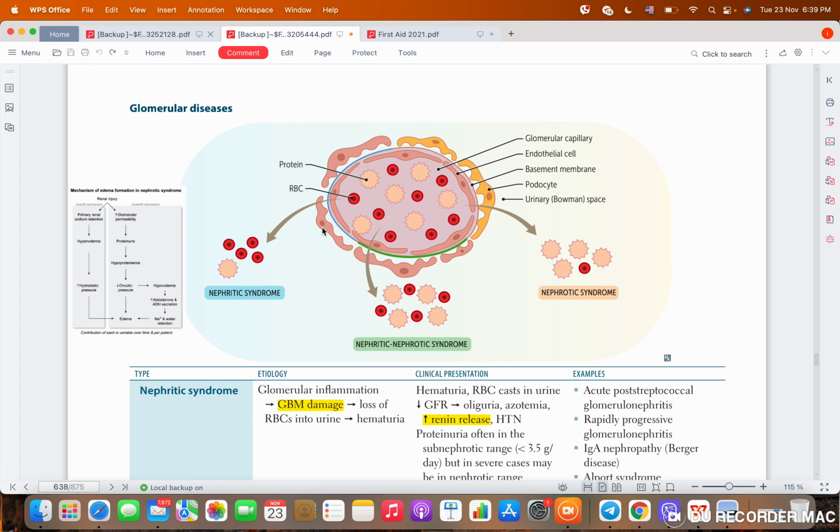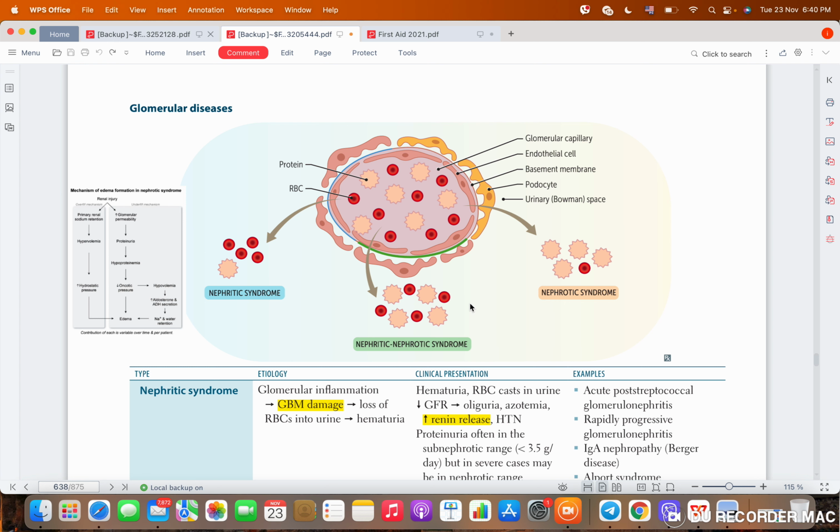The innermost layer is your glomerular capillaries, which contain endothelial cells inside of them. After that comes what? The basement membrane. After the basement membrane, what do you have? Your podocyte. Another name for podocyte I told you about is the epithelial cells of the basement membrane. So epithelial cells and podocyte, these two words can be used interchangeably, okay?